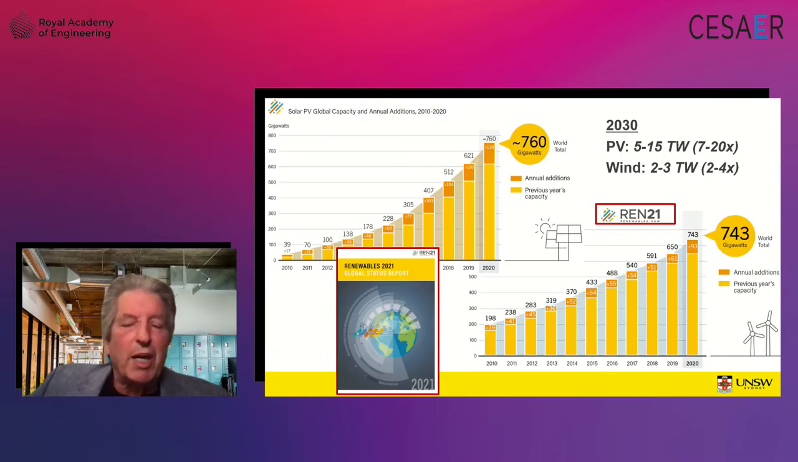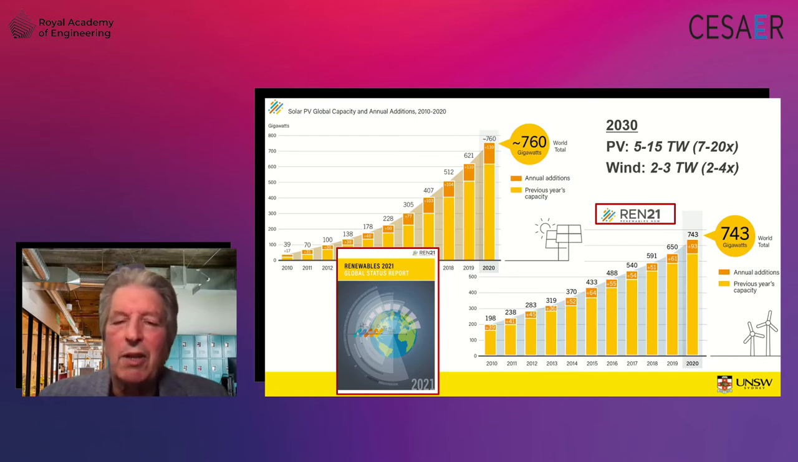These reducing prices are increasing the market for both solar and wind in these two graphs. The upper one shows solar and the lower one wind. These are from the REN21 report that was just released last week, I believe. You can see that both of these have been growing exponentially, the solar more quickly over the last decade. The brown bit shows the annual addition and the yellow the previous amount that they were added to.